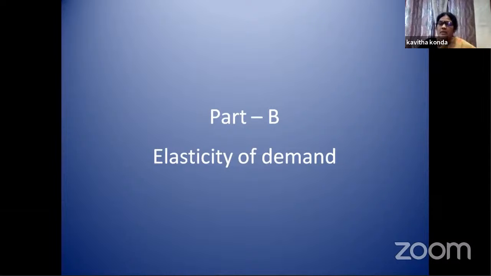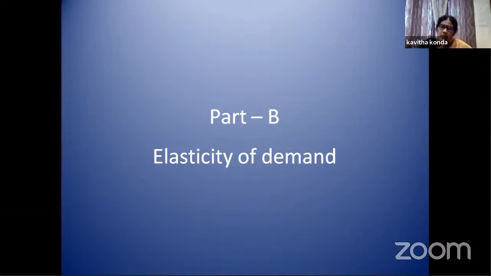Okay, and the next other types of demand are the income demand and cross demand. So we have seen here the relationship between the income demand and the cross demand. And the next concept is the elasticity of demand. It is part B.